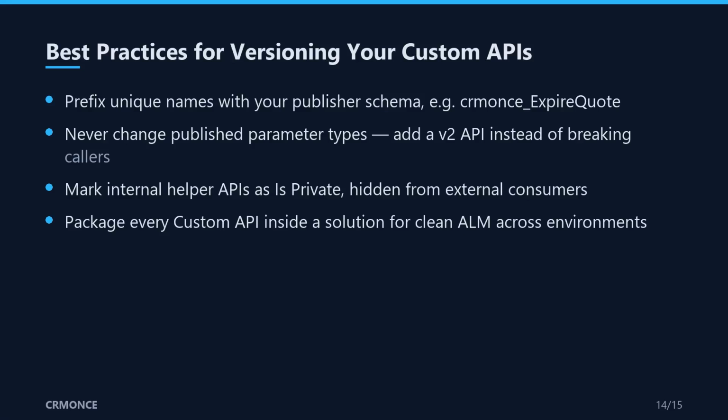Before we wrap up, a few best practices for running custom APIs at enterprise scale. Always prefix your unique names with your own publisher schema, like crmonce_ExpireQuote, so you never collide with someone else's solution. Treat published parameter types as permanent. If requirements change, ship a new version, like ExpireQuote v2, rather than breaking every existing caller. Use the IsPrivate flag for internal helper APIs that other teams shouldn't call directly. And keep every custom API inside a proper solution, Dataverse's packaging mechanism for application lifecycle management, so you can move and version them cleanly across environments.